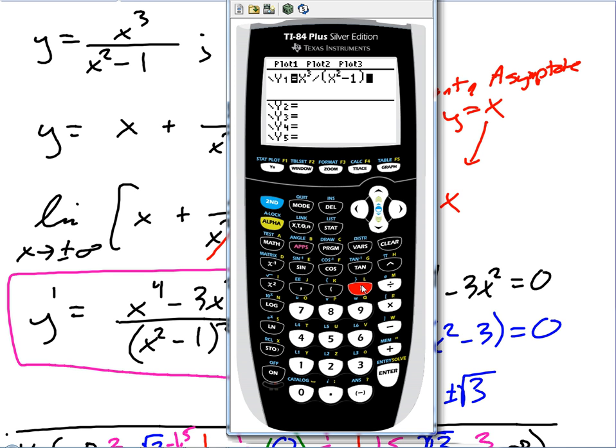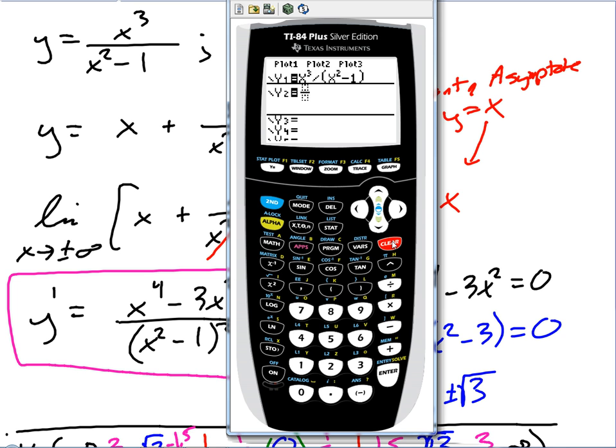If you wanted to though, I'll go down to Y2 here. You can actually go on the 84s if it's upgraded, and if it's not, let me do that for you. If you go alpha F1, you get to this fraction template, and the first one, if I hit 1, look what it does. That's kind of slow. It creates a fraction, so now you can put in rational functions that look just like rational functions. But I've already got it in up here.